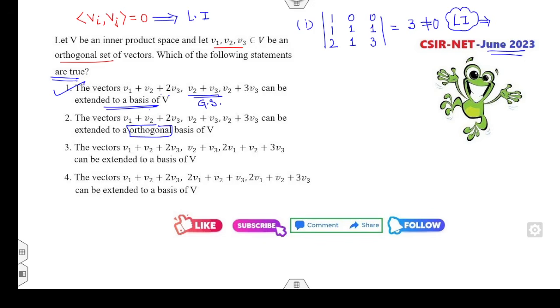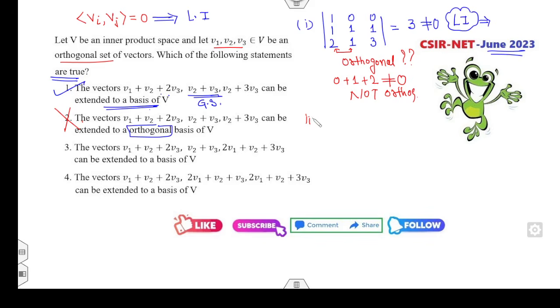तो पहले चेक करते हैं क्या ये orthogonal है कि नहीं है. How you can check about the orthogonal? You can find the dot product. क्या ये 0 आ रहा है? 0 + 1 + 2, which is non-zero. इसका मतलब they are not orthogonal. अगर ये orthogonal ही नहीं है तो you can never extend it to the orthogonal basis.